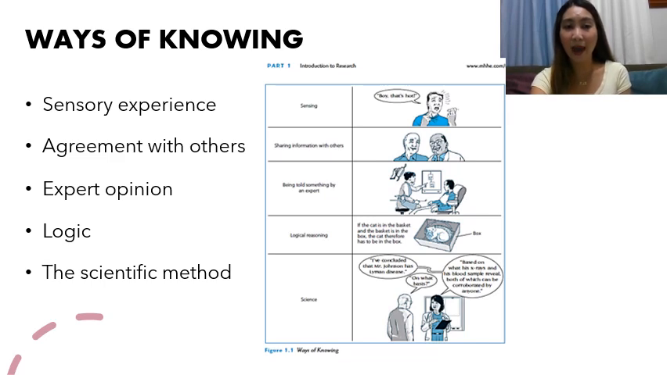Next bullet, we have expert opinion. We should consult the experts who know a great deal about what we are interested in finding out. It depends on the credentials of the experts and the nature of the questions about which they are being consulted. Next, we have logic. We know things logically. Our intellect, our capability to reason things out, allows us to use sensory data to develop a new kind of knowledge. And lastly, we have the scientific method.